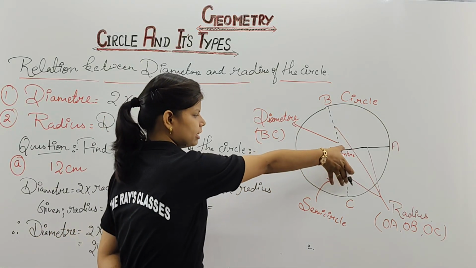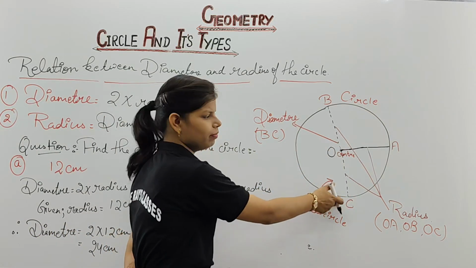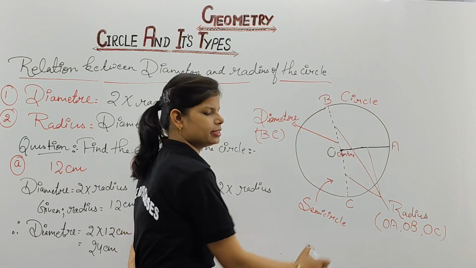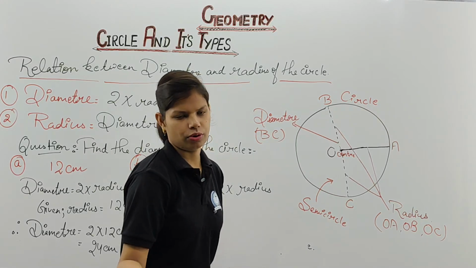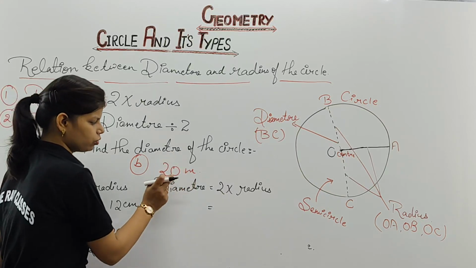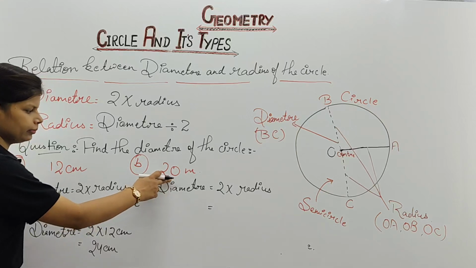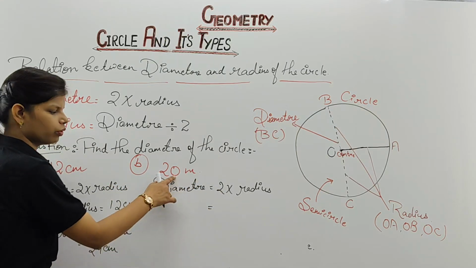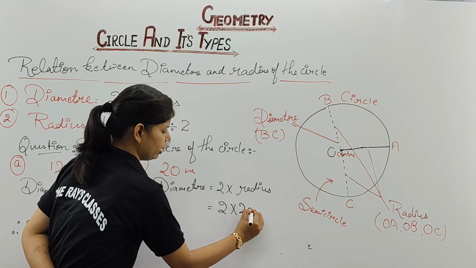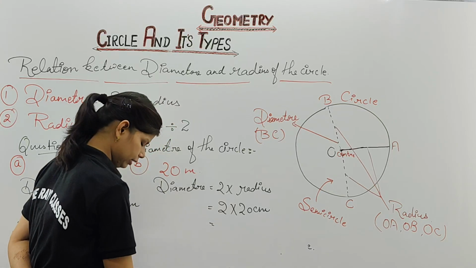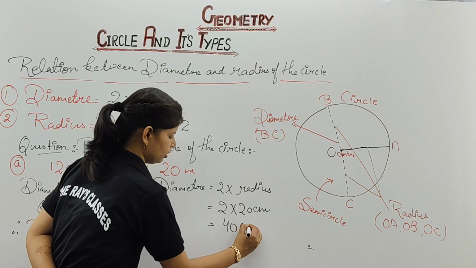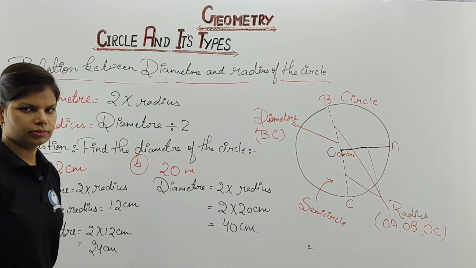Clear? If your OC is 12, then your OB is 12, then your complete diameter BC is also what? 12 plus 12 we are having 24. Or if you multiply as well, then we will get the answer as 24. Say we apply the same for this 20. Radius is given. This 20 is your radius. When you are multiplying 2 with 20 centimeter, what you will get? 2 into 20 you will get 40 centimeter. Clear, my children?